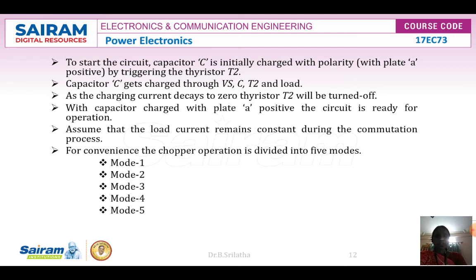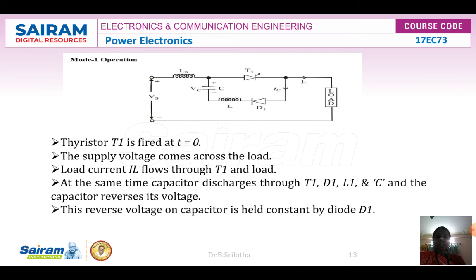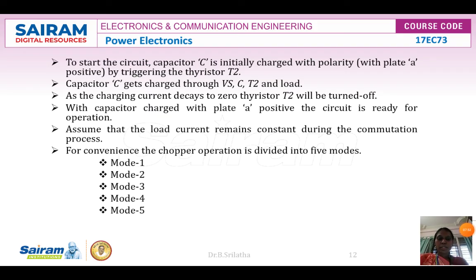To start the circuit, the capacitor initially charges with polarities, and then by triggering T2, the capacitor C gets charged through Vs, C, T2 and the load. When the charge current decays to 0, thyristor T2 will be turned off, and the capacitor charges with the upper plate positive. We can assume this operation is divided into 5 different modes.